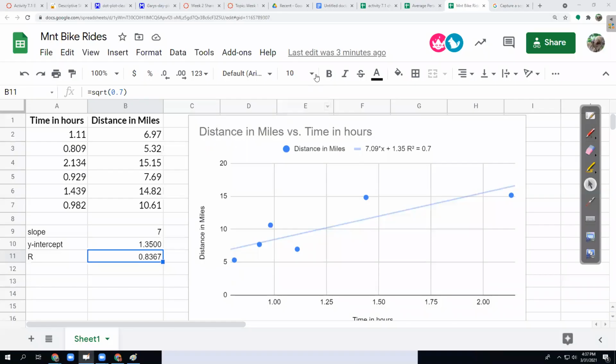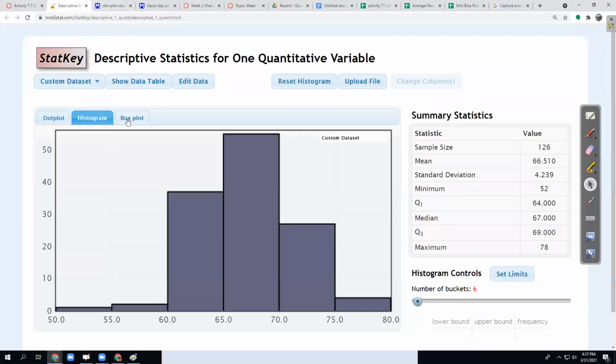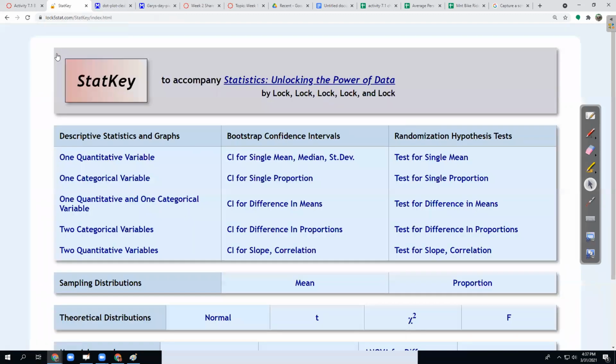So we're going to jump back over to StatKey. If you have that StatKey tab open, come back here, and then we're going to switch by clicking the StatKey button at the top. And then under descriptive statistics, two quantitative variables. If you're not sure how to get there, I'll put the link here so you can just click it. And that's the home page for quantitative variables.